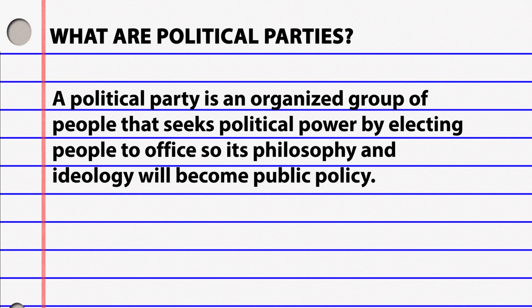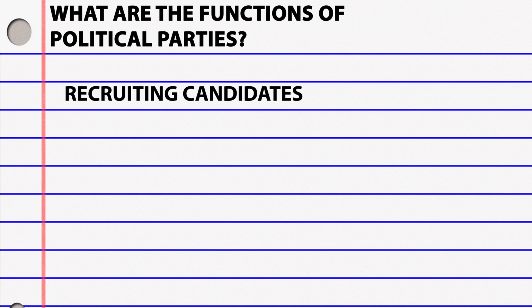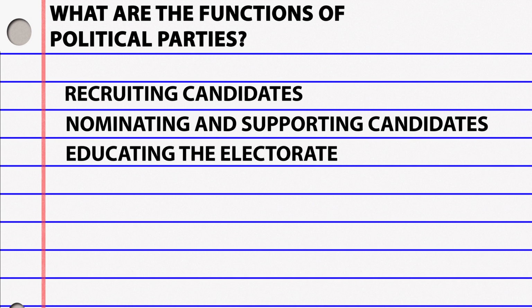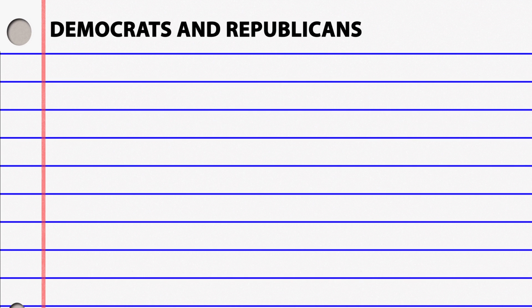Well, by definition, a political party is an organized group of people that seeks political power by electing people to office so its philosophy and ideology will become public policy. Political parties have four essential roles, which include recruiting candidates, nominating and supporting their candidates, educating the electorate, and organizing the government. In the United States, we have a two-party political system.